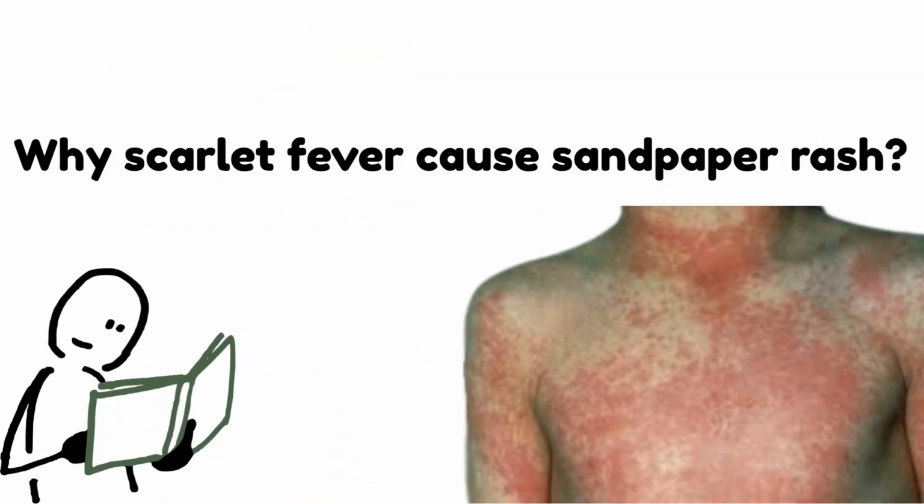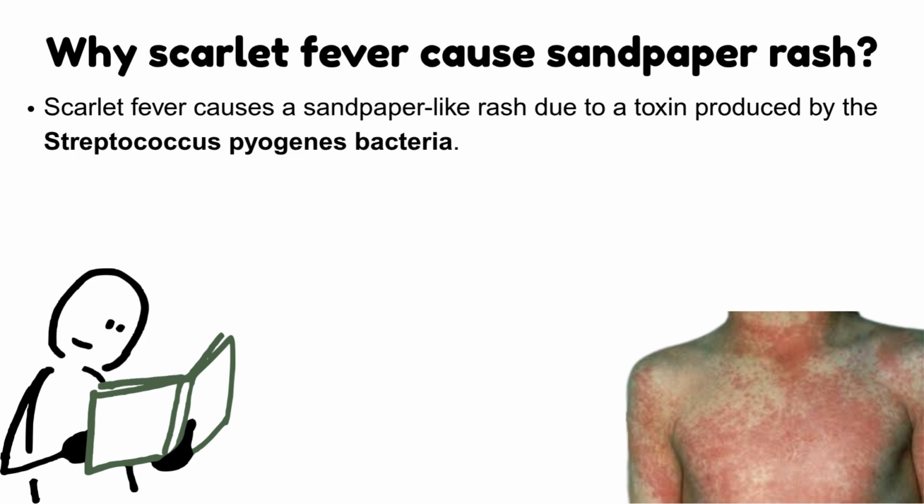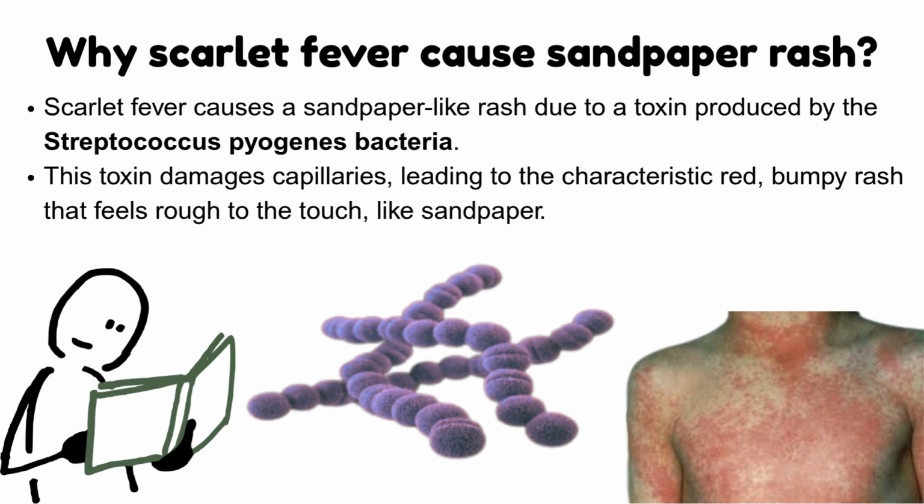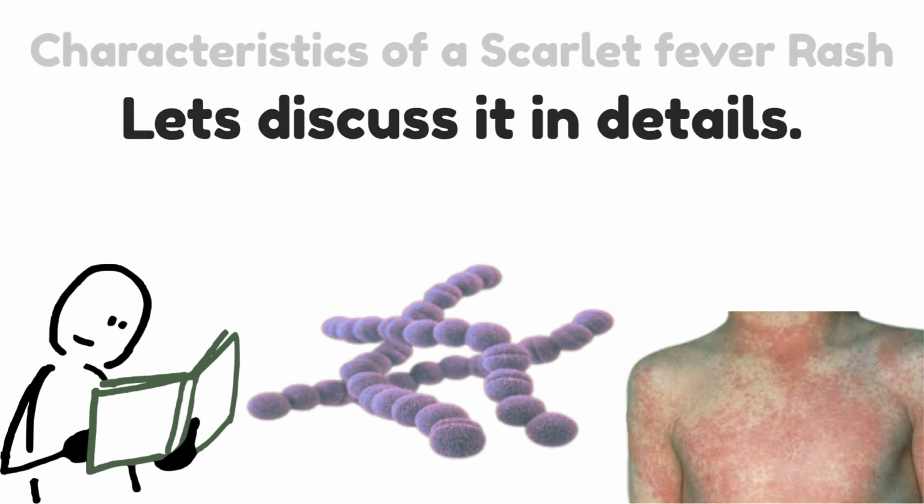Why does scarlet fever cause a sandpaper rash? Scarlet fever causes a sandpaper-like rash due to a toxin produced by the Streptococcus pyogenes bacteria. This toxin damages capillaries, leading to the characteristic red, bumpy rash that feels rough to the touch, like sandpaper. Let's discuss it in detail.